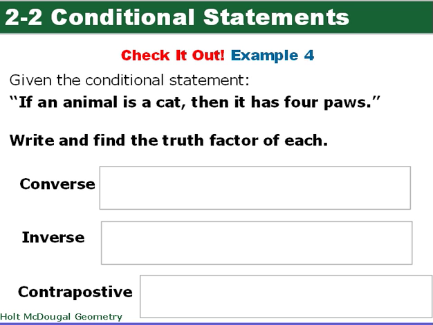Okay, so here is your check it out. If an animal is a cat, then it has 4 paws. So you need to write the converse, inverse, and contrapositive of your conditional statement and find the truth value for each of those.